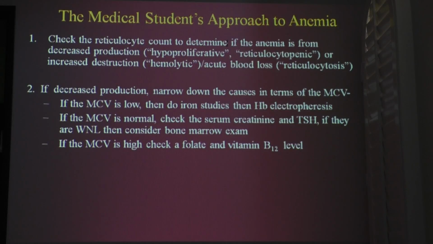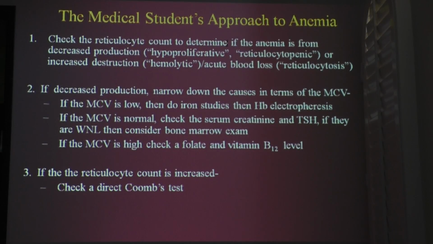Okay, and then lastly, you look at the MCV. If it's high, you check for the folate and the vitamin B12 level. And the third thing you do is you look at the reticulocyte count. If it's increased, then you check a direct Coombs test, because we're going to be dealing with the immunologic category. So first you look at the reticulocytes, then if there is decreased production, you look at the MCV. And we already covered that. And then the third thing, if the reticulocyte count is increased, then you look for the Coombs. Easy approach, right? I'm going to show you.